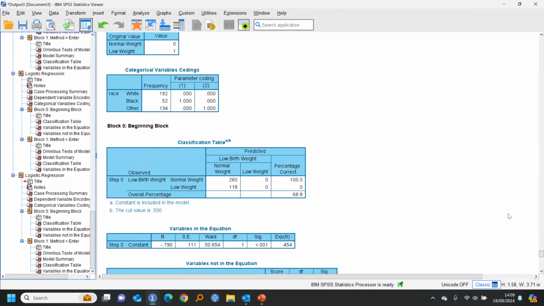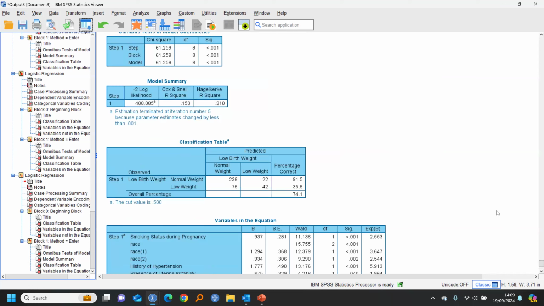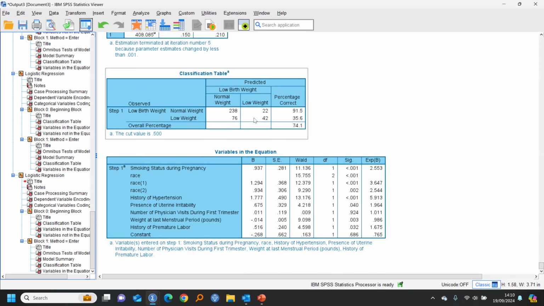Let's see what happens now. So we chuck everything in. R-square has now gone to 0.2. You can see that the percentage of cases classified correctly is 74%. It's doing a better job at identifying low birth weight babies. But number of physician visits, in the presence of all of these other factors, is not statistically significant. So we probably shouldn't use that one.